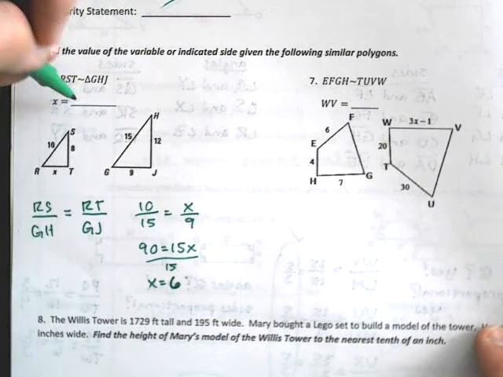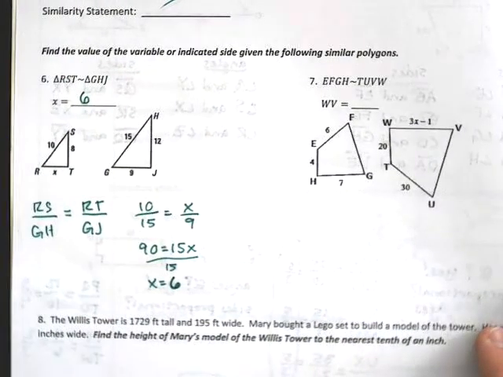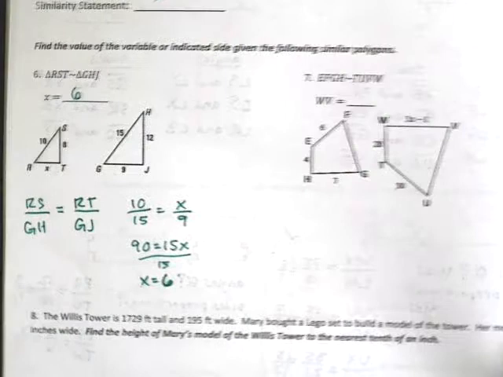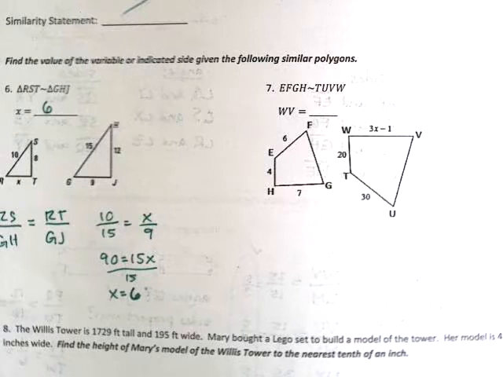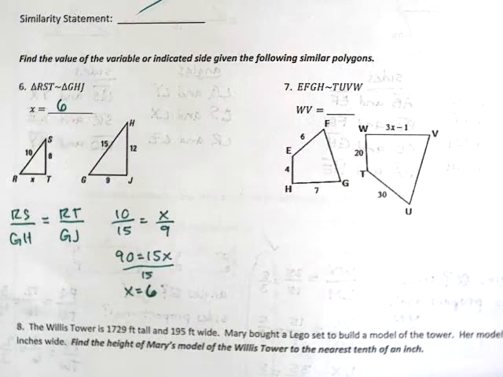And that is our answer, x equals 6. No units, so we're done. Now, 7 is similar. It's a little bit tougher because we have an expression rather than just a variable alone.